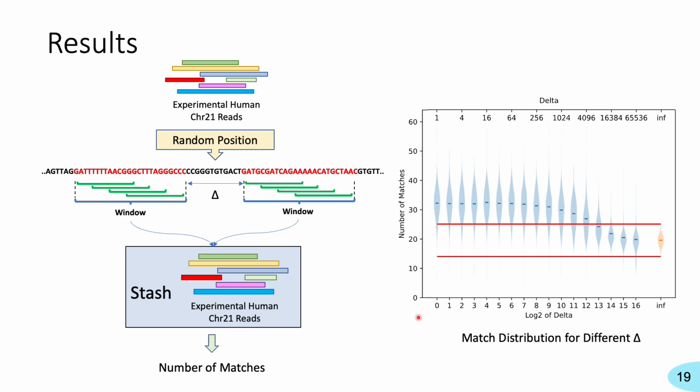And on this plot, we can see how by increasing the delta values, which was the distance between two windows, the number of matches distributions get closer to the one of two unrelated windows that have a distance of infinity with each other. The red lines here show the confidence interval of 80% on the unrelated window distribution, and this whole experiment shows us how stash is able to separate between related and unrelated windows.